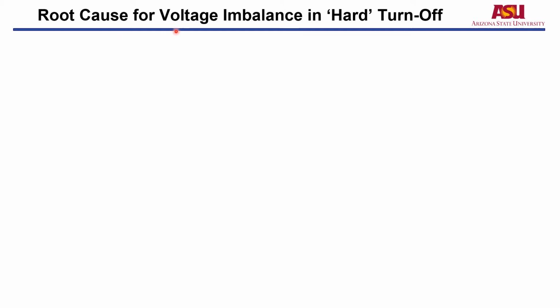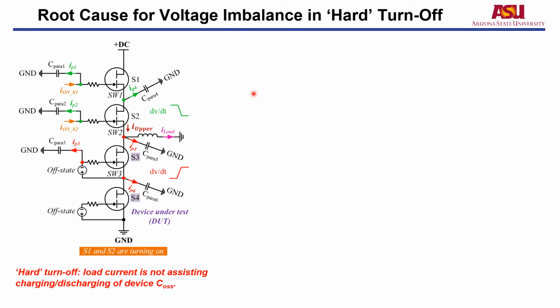Next, let's look at the root cause for the voltage imbalance in the hard turn-off scenario. The hard turn-off is defined as the load current is not assisting the charging and discharging of the device junction capacitance.